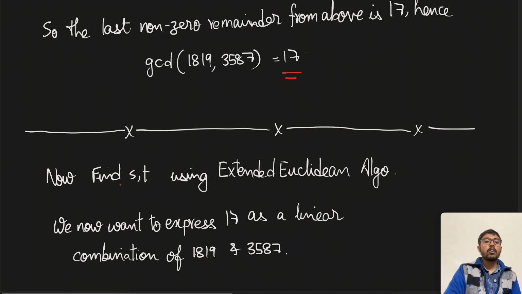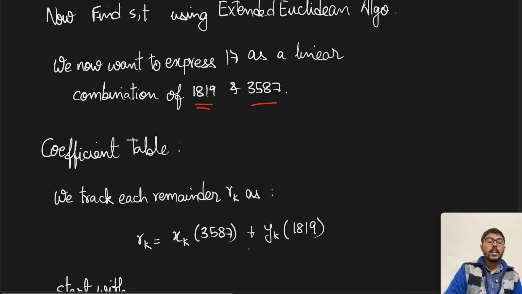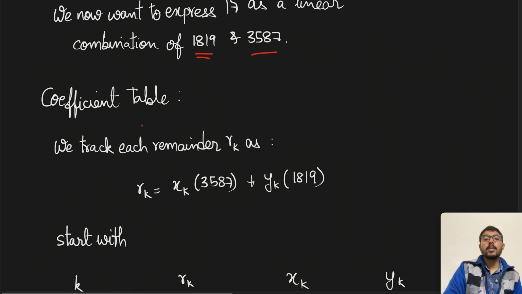Now let's try to find s and t. In order to find s and t, we will use the extended Euclidean algorithm. We now want to express 17 as a linear combination of 1819 and 3587. In order to do that, we will use something called a coefficient table. We will track each remainder, let's say Rk, as Rk equals xk times 3587 plus yk times 1819. This is how you linearly represent the equation.